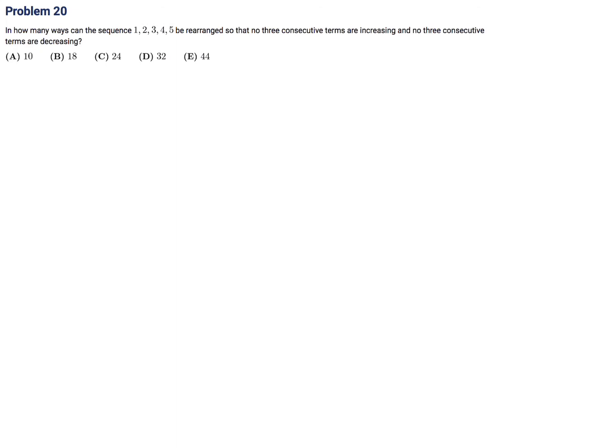In how many ways can the sequence 1, 2, 3, 4, 5 be rearranged so that no 3 consecutive terms are increasing and no 3 consecutive terms are decreasing? So I'll give you one such example: 2, 4, 5, 1, 3, 2. So as you can see, there's no 3 terms that are increasing and no 3 terms that are decreasing.